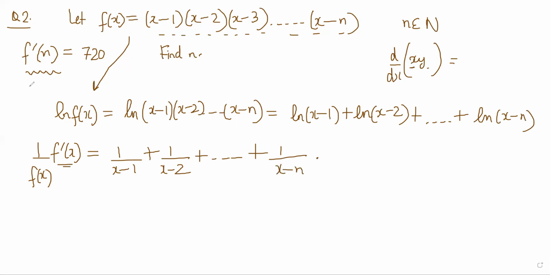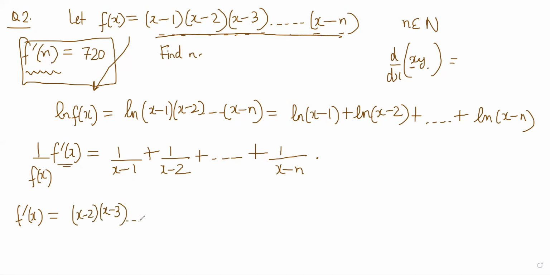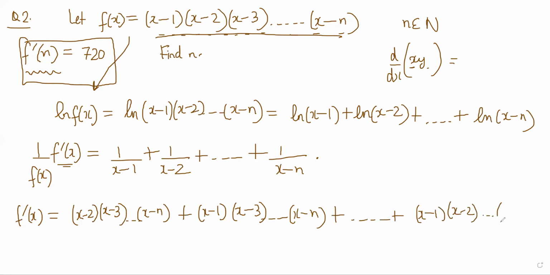And the question has told us that f'(n) is 720, right? Okay, so we have to find that f'(n). So we can say f'(x) is equal to f(x) into [1/(x-1) + ...]. So I can write f(x) as this product, and once I cross multiply, it will become (x-2)(x-3) till (x-n), plus (x-1), and except (x-2), every other factor will be here till (x-n), plus this last term will be (x-1)(x-2), go on till (x-n+1).